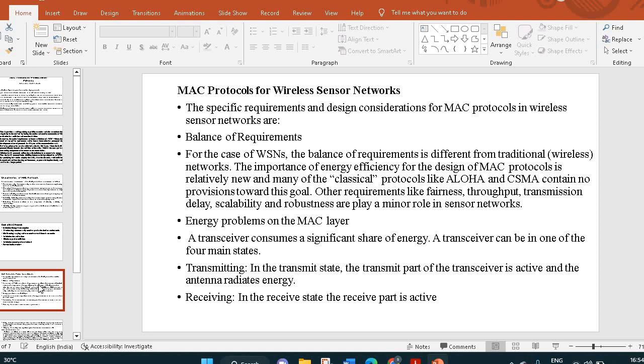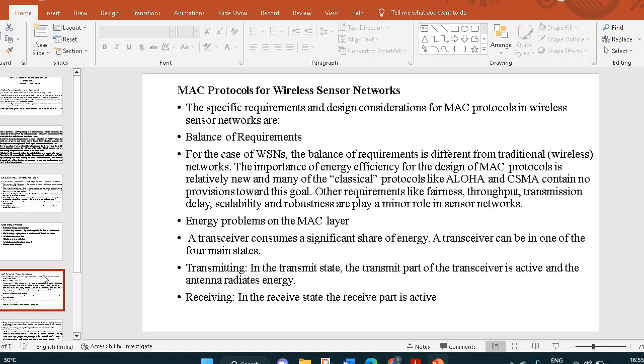Then MAC protocols for wireless sensor networks. Specific requirements and design considerations for MAC protocols in wireless sensor networks are a balance of requirements. For the case of WSNs, the balance of requirements is different from traditional networks. The importance of energy efficiency for the design of MAC protocols is relatively new, and mainly the classical protocols like Aloha and CSMA contain no provisions towards the goal. Other requirements like fairness, throughput, transmission delay, scalability, and robustness play a minor role in sensor networks.